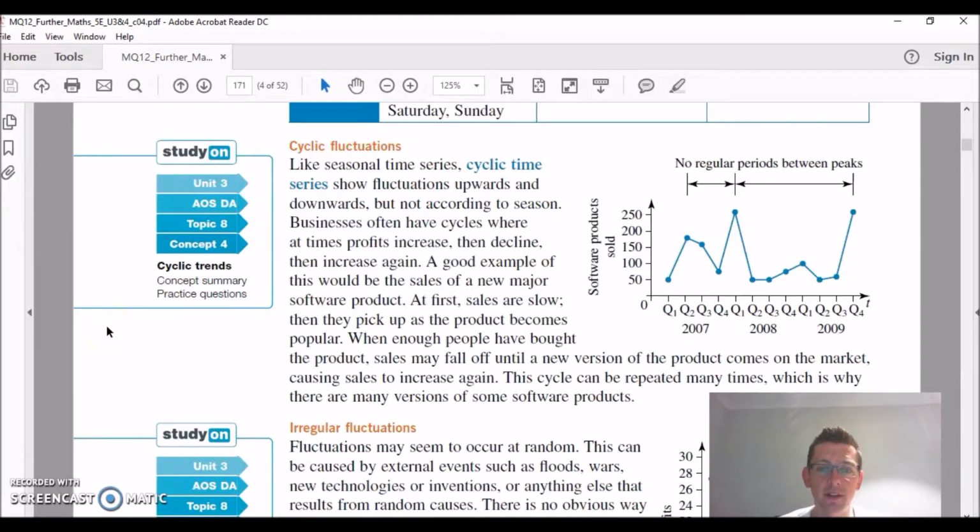So they are very similar, I suppose, to seasonal time series. They do fluctuate up and down. However, not really according to a regular period. So not occurring like on a Sunday every day, or not occurring at Q3, the peak.